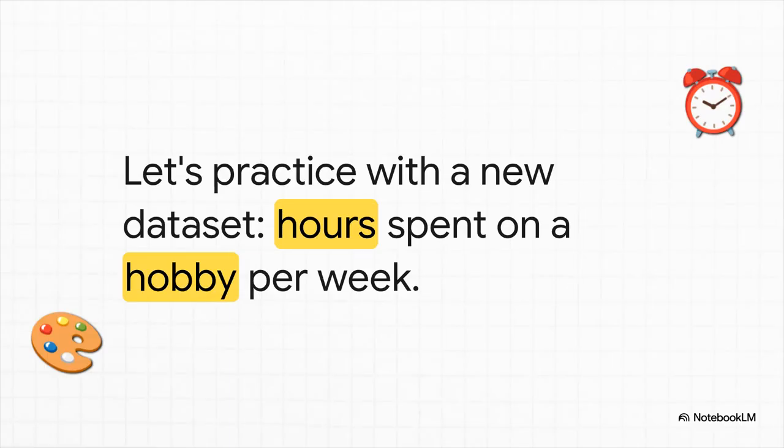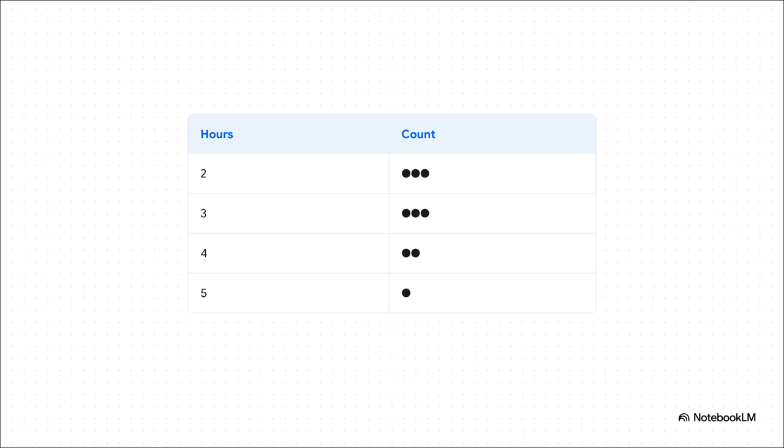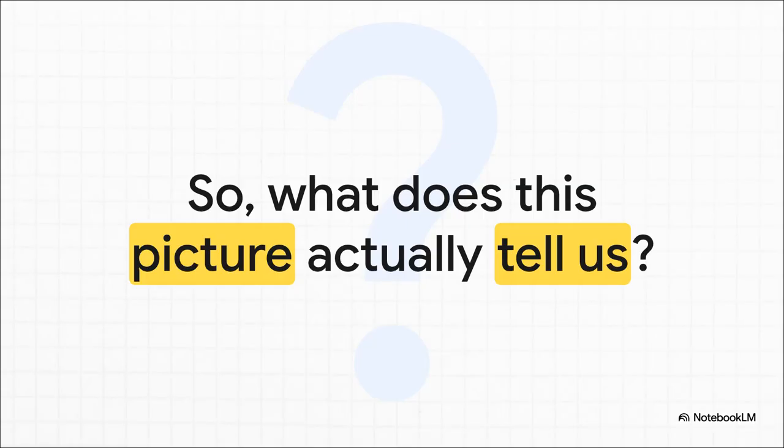Okay, to get some practice with this, let's use a new example. Something pretty relatable. Let's say we asked a bunch of people how many hours a week they spend on their favorite hobby. And here's the dot plot we got from their answers. Just by looking at it, what's the very first thing that jumps out at you? What kind of patterns do you see starting to form with those dots? This right here is the most important question for any kind of chart or graph. We turned a list of numbers into a picture. But so what? What new information did we actually get by doing that?